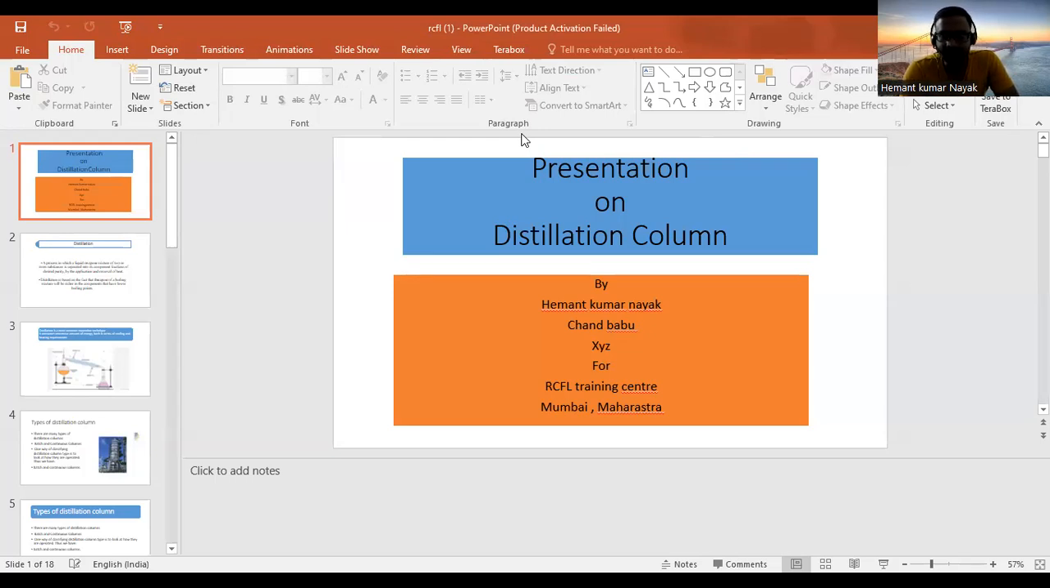It is like the heating of a liquid solution of two or more components, or a gaseous mixture. Right? So basically, it is a separation technique. In this way, we'll study about distillation column in this video. Right? So I'm starting.